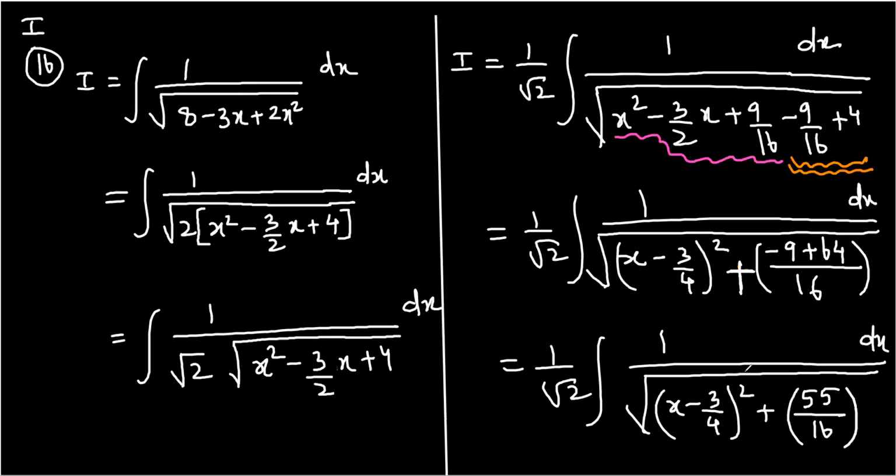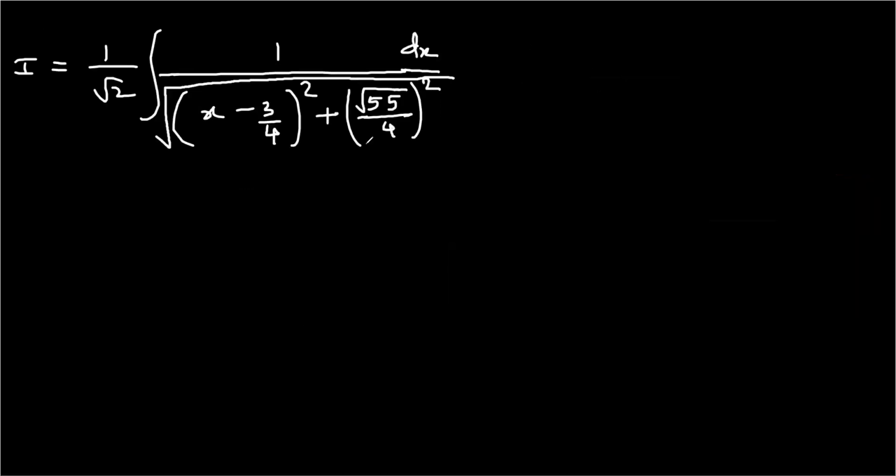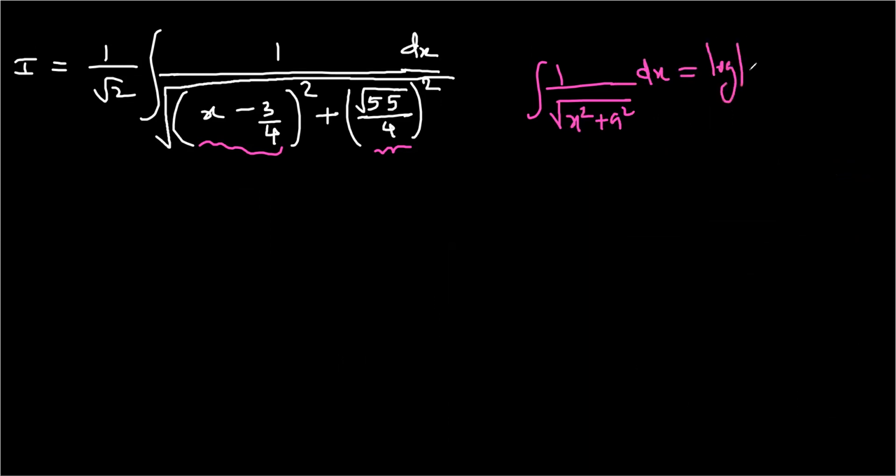Even this has to be written in the form of a constant square. Now what I notice is that I have this in the form 1 over variable square plus constant square. So I will apply the formula: 1 upon square root of x square plus a square dx. And what is it equal to? It is equal to log of mod of x plus square root of x square plus a square, plus c. This is what I will write.